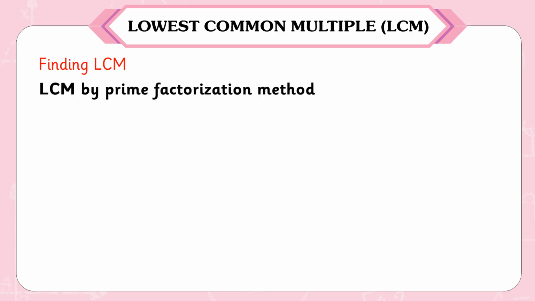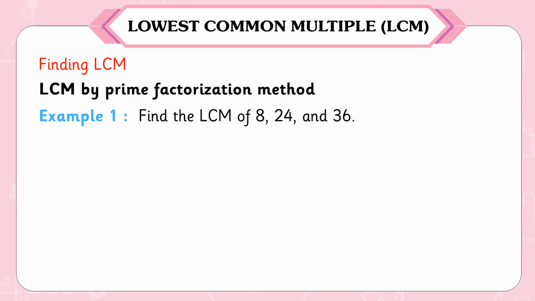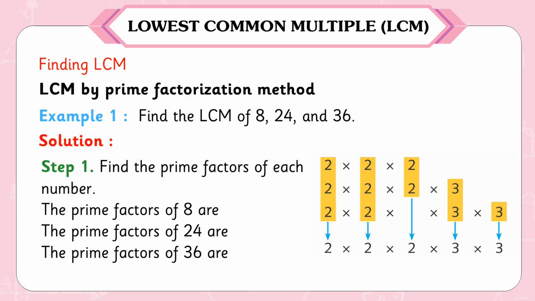Finding LCM. LCM by prime factorization method. Example 1. Find the LCM of 8, 24 and 36. Solution. Step 1. Find the prime factors of each number. The prime factors of 8 are 2 into 2 into 2. The prime factors of 24 are 2 into 2 into 2 into 3. The prime factors of 36 are 2 into 2 into 3 into 3.